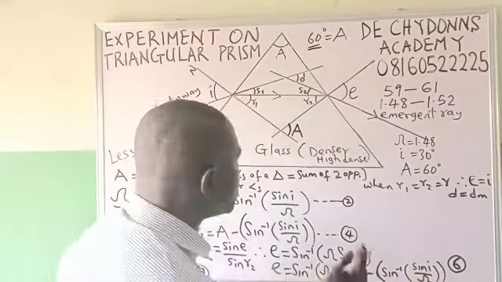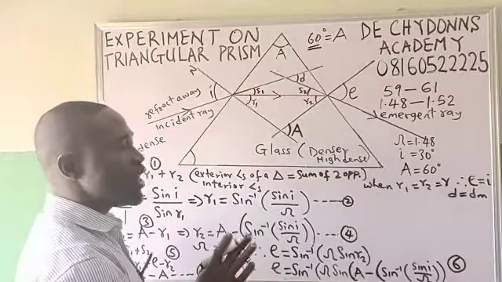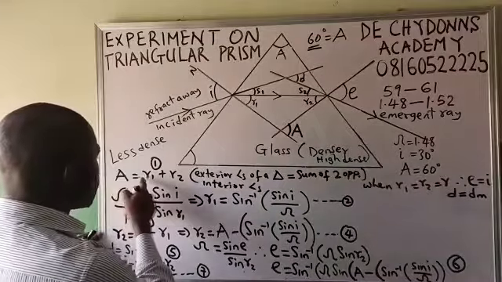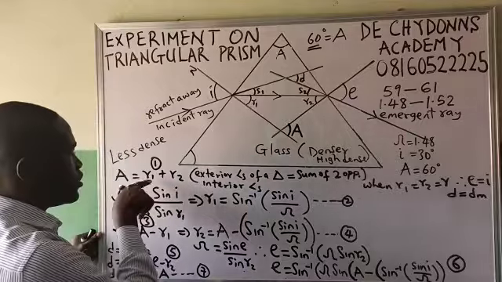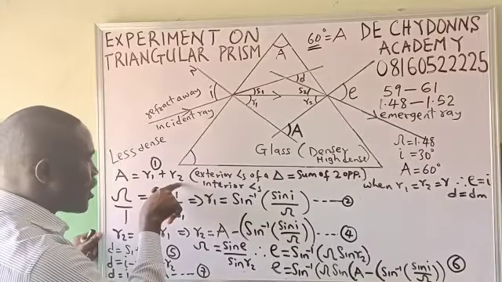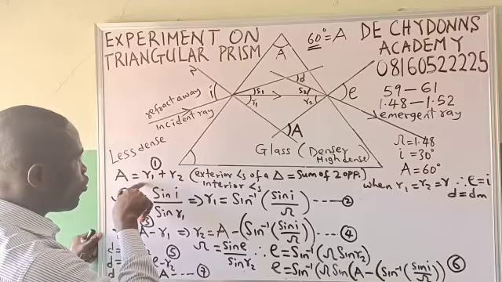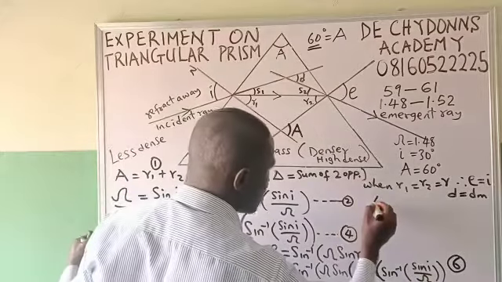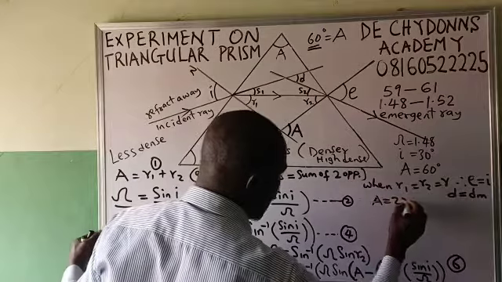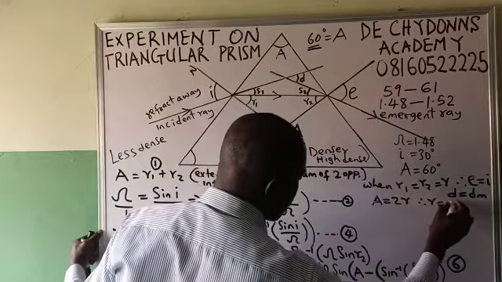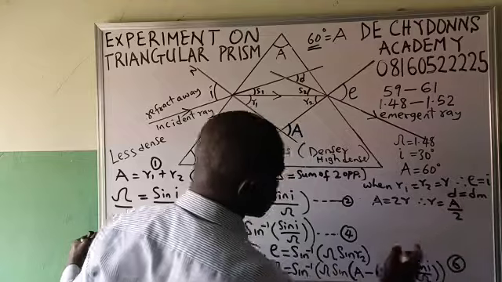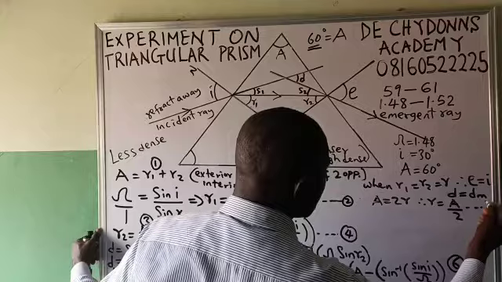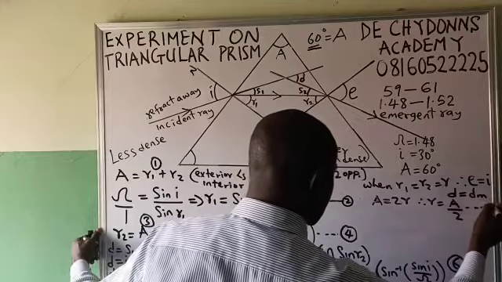Then, at A equals R1 plus R2, you will not call them R1 and R2 again, you call it R and R. A equals R plus R, that is 2R. You will have A equals 2R. Therefore, R will be equal to A over 2. Note this as equation 8.